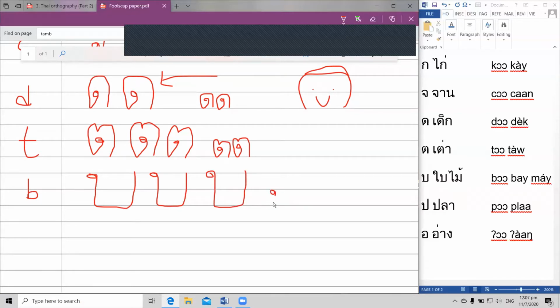Let's write it small this time. Bo bai mai is written this way. Okay. It looks kind of like a pot where you can add water, right? Yeah.